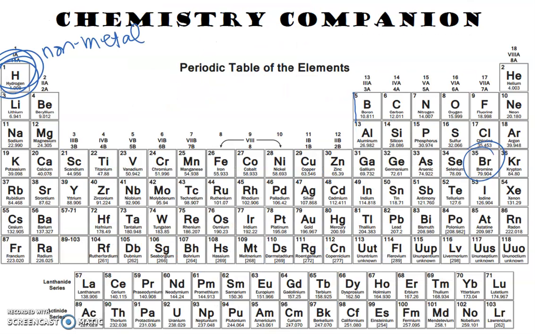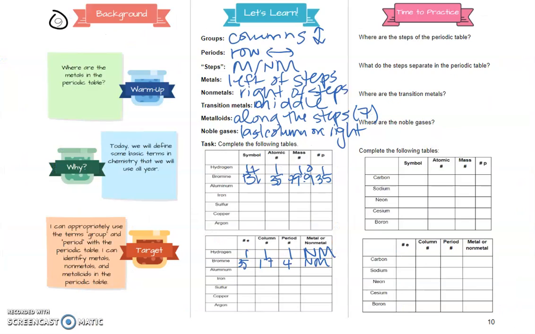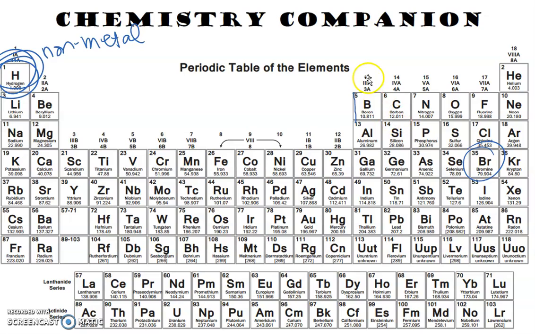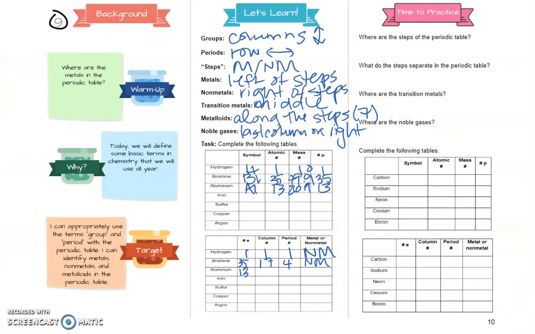So aluminum is the next one here. Aluminum is right here, 13 and 26.9. So 13, Al, 13, 26.9. So 13, 13. The column number you could look up top there, so it's 13 as well. And then the period, this is row 1, 2, 3. So we have 13, period 3, and it's to the left of the steps, that makes it a metal.